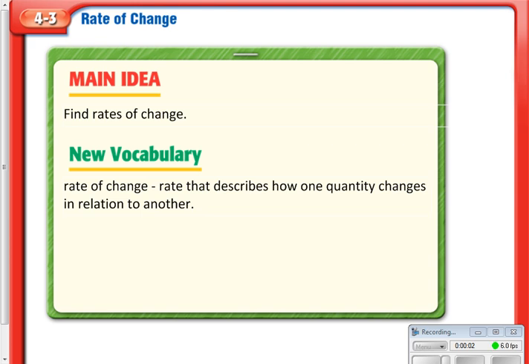4.3 covers rate of change. Rate of change basically describes how one quantity changes in relationship to another. We have discussed rates here the last couple days and talked about rates and proportional and everything of that nature, but rate of change is going to talk about it can be an increase or it can be a decrease, but it is a rate of change.